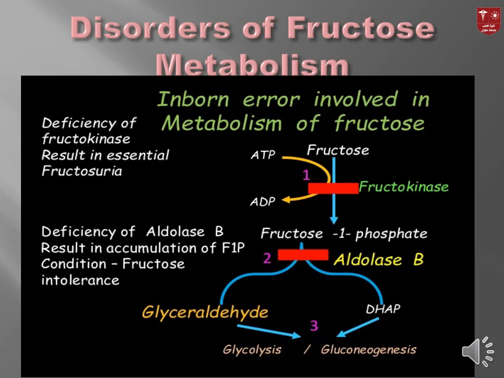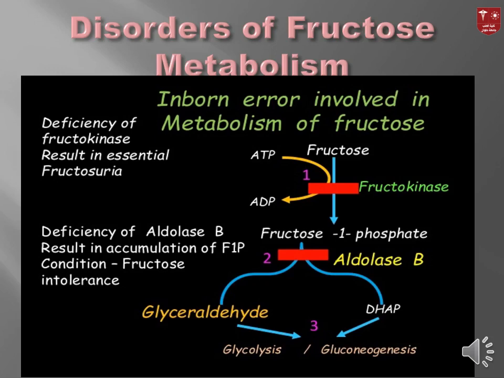Let's see what's the problem if we have a defect in aldolase B. If we have a defect in aldolase B, the disease is hereditary fructose intolerance, okay? And this disease will lead to accumulation of fructose 1-phosphate. You can see here, aldolase B, presented by the yellow color, is defective, okay? And this will lead to accumulation of fructose 1-phosphate. Accumulation of fructose 1-phosphate occurs with a disease called hereditary fructose intolerance. This is a really dangerous disease.